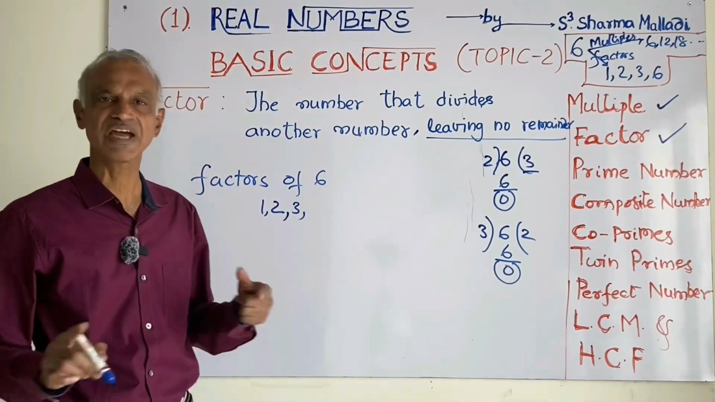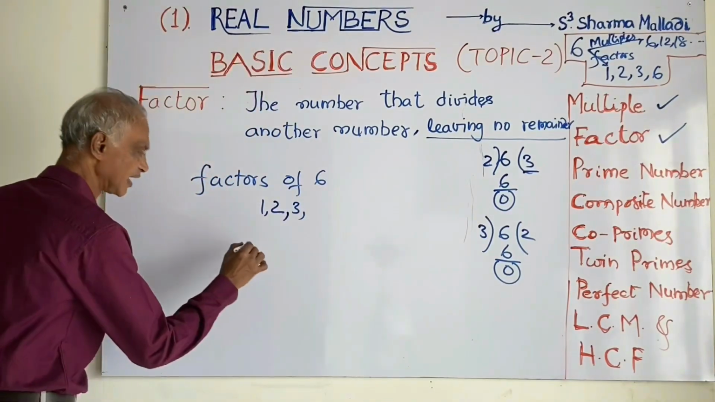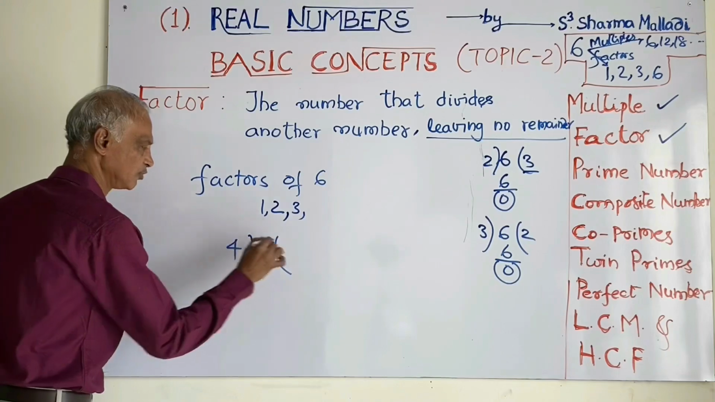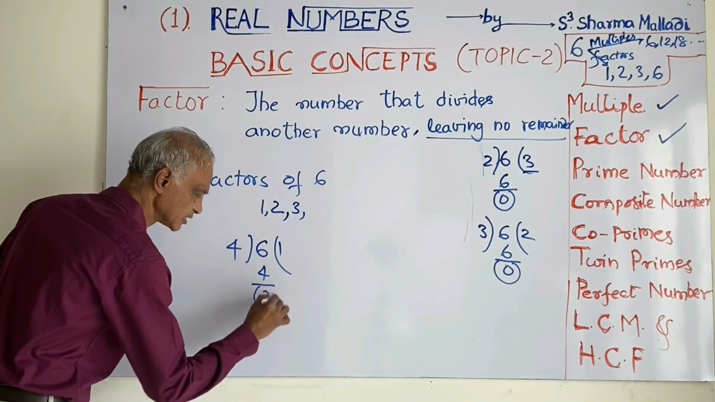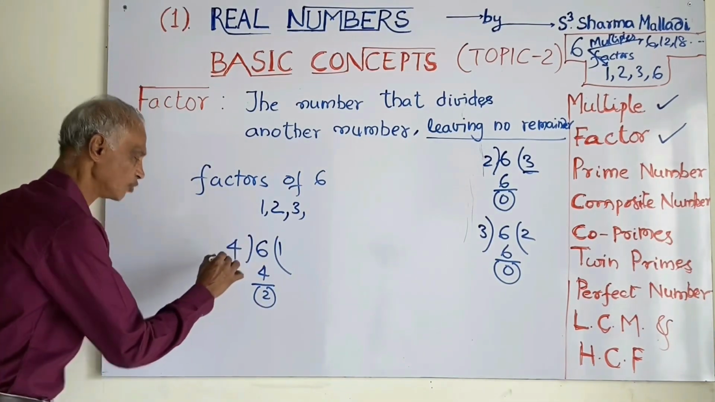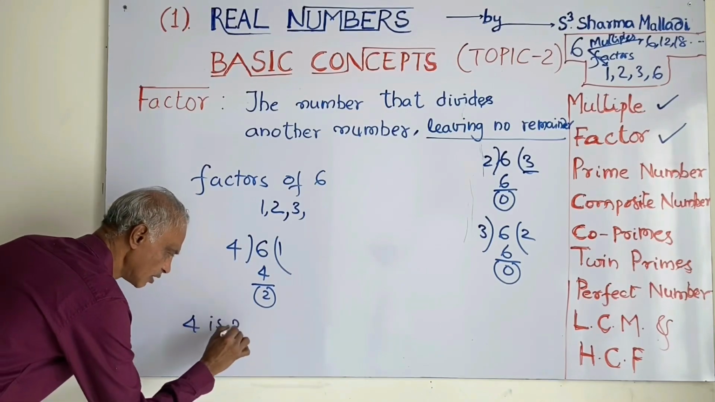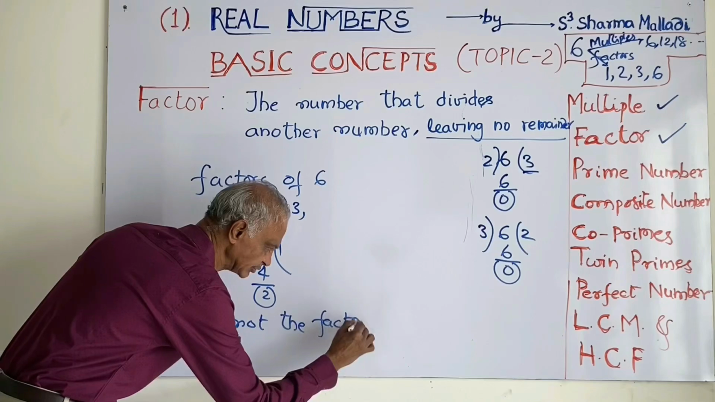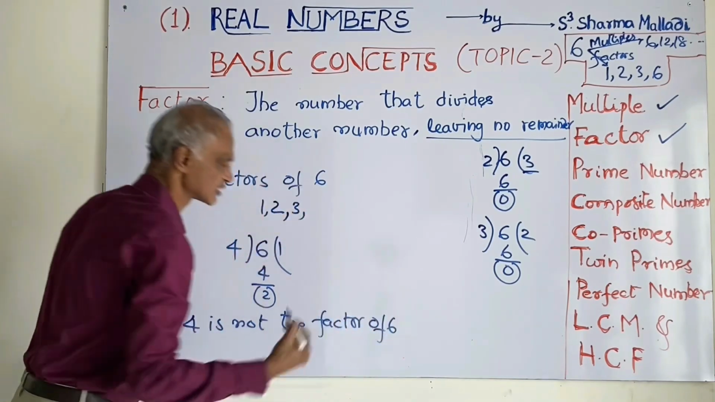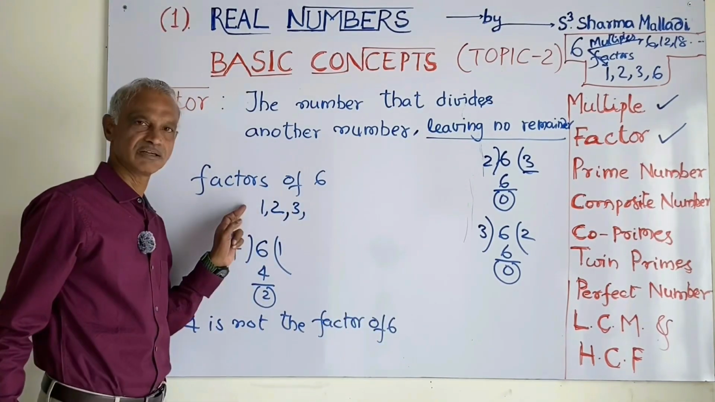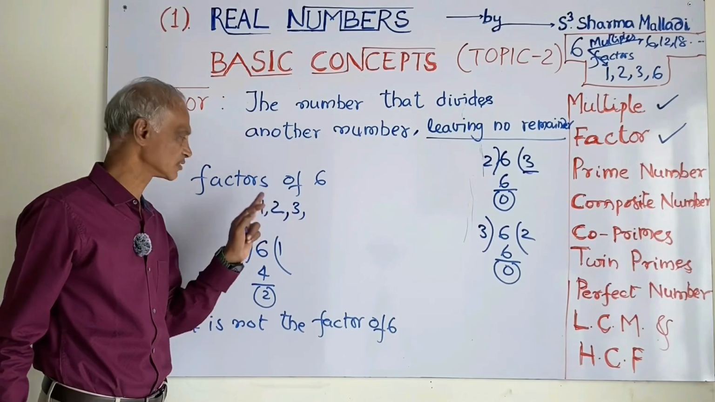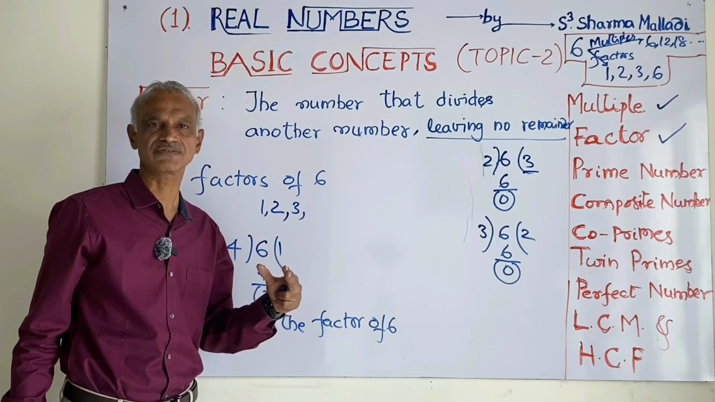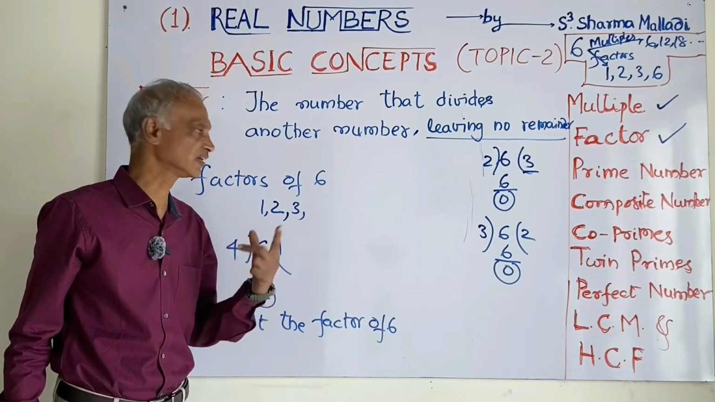4 is not a factor of 6, because if you divide 6 by 4, 4 ones are 4, and you are getting remainder as 2. That's why 4 is not a factor of 6. 1 is a factor of 6, 2 is a factor of 6, 3 is a factor of 6, 4 is not a factor of 6, 5 is not a factor of 6, 6 is a factor of 6.